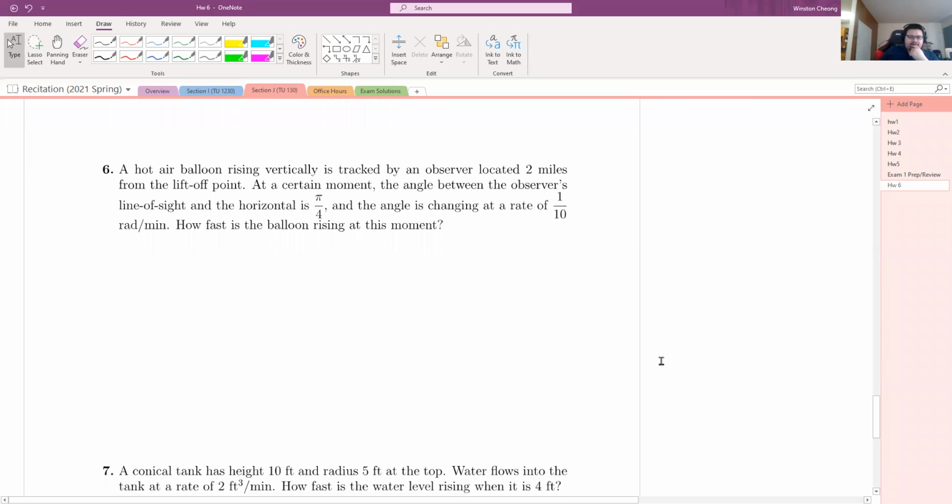Okay. Number six, we have an air balloon that is rising, and we have an observer, and we're talking about the angle of the person viewing the air balloon. As the air balloon is going up, the angle which the person has to tilt their head is also increasing. So we have these two quantities that are changing, and we're told that the observer is 2 miles from the liftoff point. That gives me this side there.